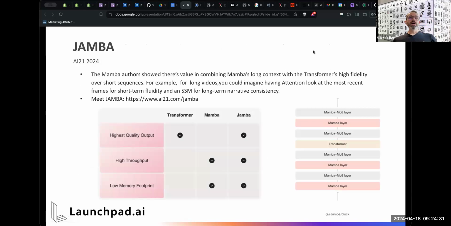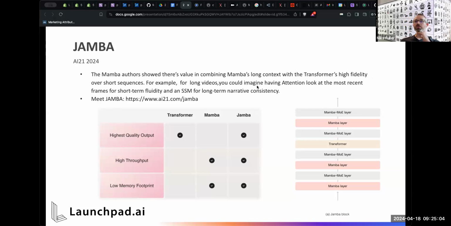And just to get on to where we are seeing this really implemented now. Recently, this model came out called Jamba. There are models now appearing on Hugging Face as well that are pure Mamba models too. But I thought this model was very interesting because it's essentially a hybrid model. The Jamba authors showed there's value in combining Mamba's long context with the transformer's high fidelity over short sequences.